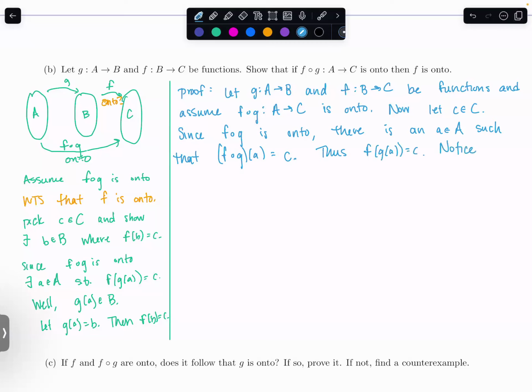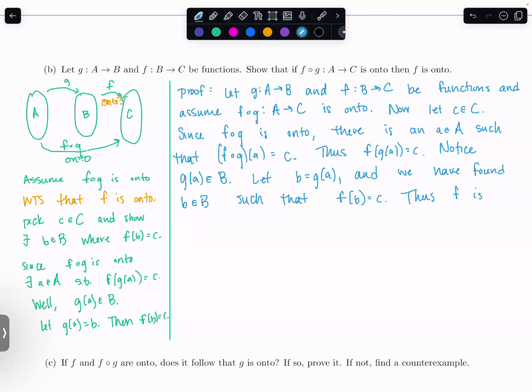Notice g of a is actually an element in B. So we'll let b equal g of a. And we have found b in B such that f of b equals c. Thus, f is onto whenever f of g is onto. Oh, don't put that aside in your proof, sorry.